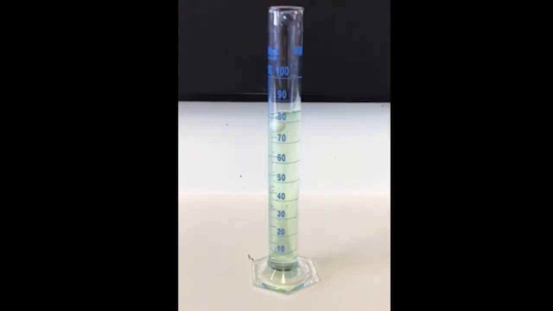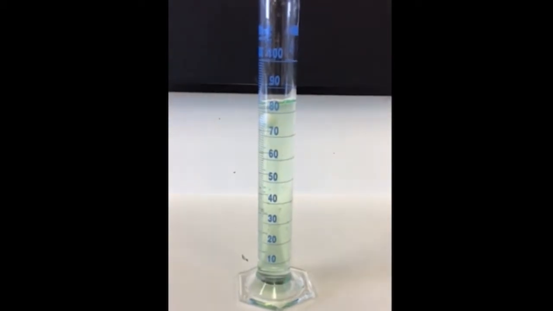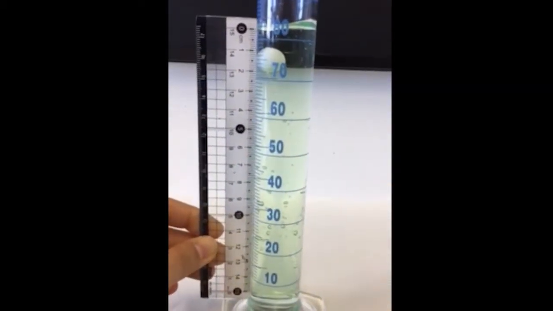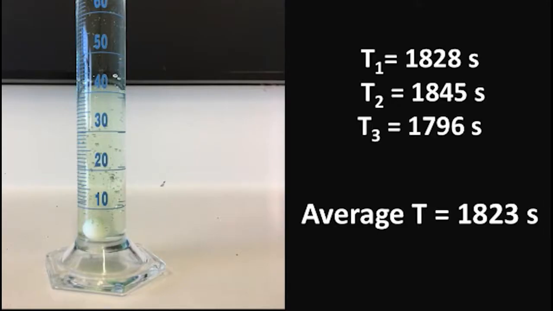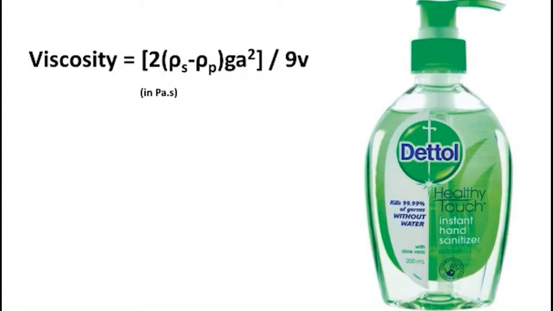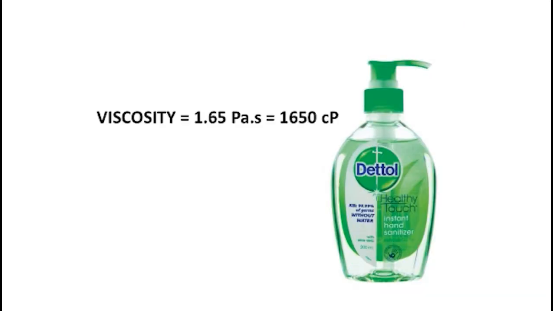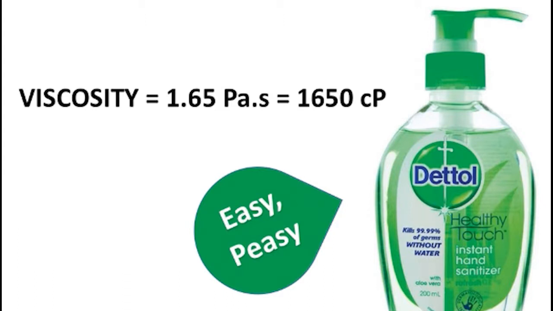Since the drop velocity of the marble ball in the fluid was very slow, let's just skip through this part of the video and fast forward. The time taken by the ball to reach the ground state was noted down. This procedure was carried out 3 times to improve the precision of data. The average time was calculated and used to determine the velocity of the ball in the fluid. Finally, all the recorded data measurements were put in this formula to calculate the viscosity of the fluid, which came out to be 1.65 Pascal seconds or 1650 centipoise.